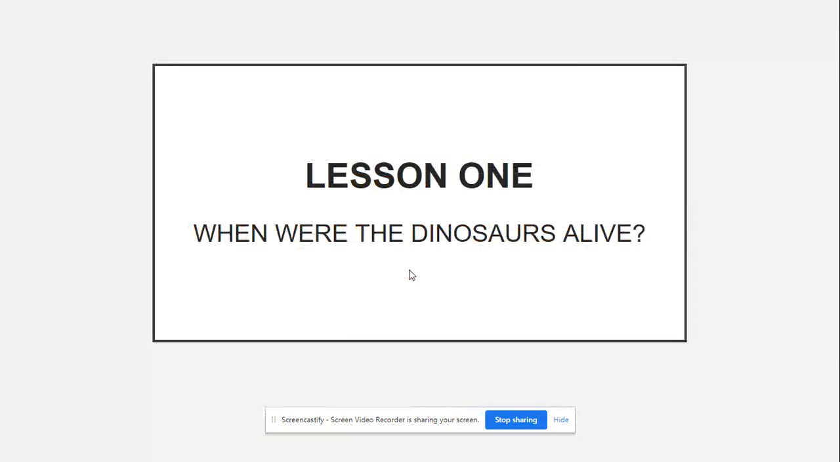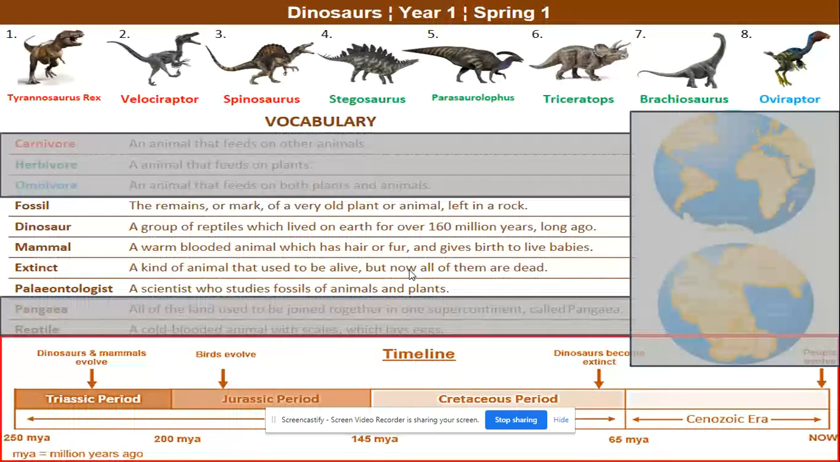Okay, so lesson 1, when were the dinosaurs alive? So here is the vocabulary that we'll be looking at today, which is the first word is fossil, which is the remains or mark of a very old plant left in a rock. Dinosaurs, mammals, extinct, and paleontologist. And you'll be finding out what those words mean today.